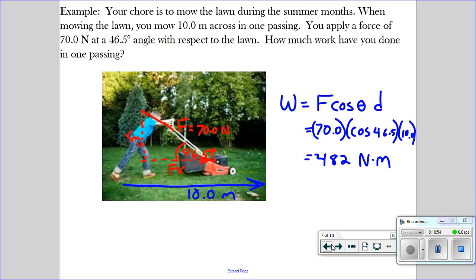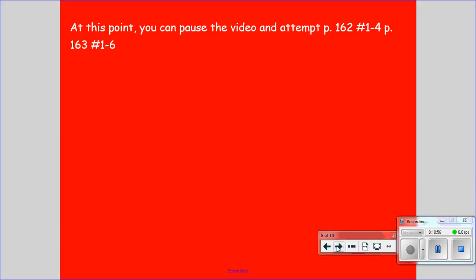So at this point in time, I believe you are ready to pause the video and attempt these two sets of problems. Page 162, 1 through 4, and page 163, 1 through 6. Those questions just have to do with force and work, and we will correct those on Wednesday.